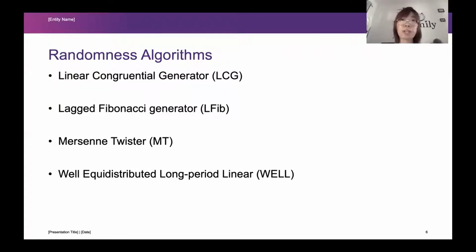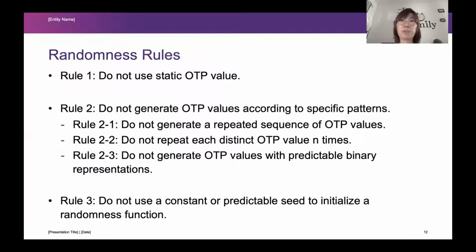The fourth one is an algorithm similar to MT, using shifting and bitwise operations. But when we give the same seed, the same sequence will also be generated. So this algorithm is also vulnerable. By analyzing these algorithms, we abstract 5 randomness rules that need to be followed.